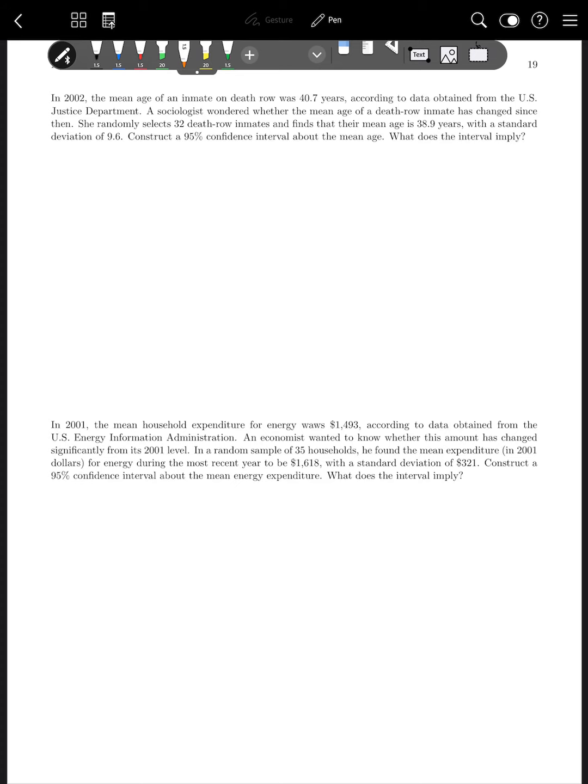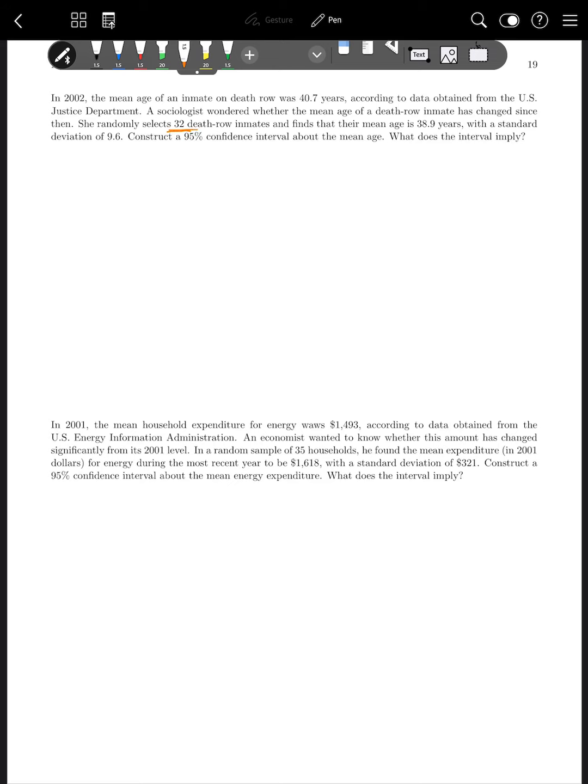Okay? So, for example, in 2002, the mean age of an inmate on death row was 40.7 years, according to the data obtained from the U.S. Justice Department. A sociologist wondered whether the mean age of a death row inmate had changed since then. She randomly selects 32 death row inmates and finds that their mean age is 38.9 years, with a standard deviation of 9.6. Construct a 95% confidence interval about that mean age. What does this interval imply?